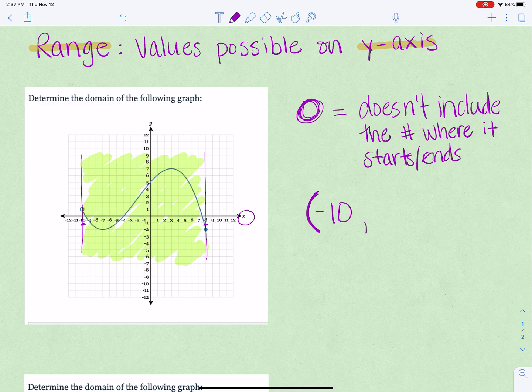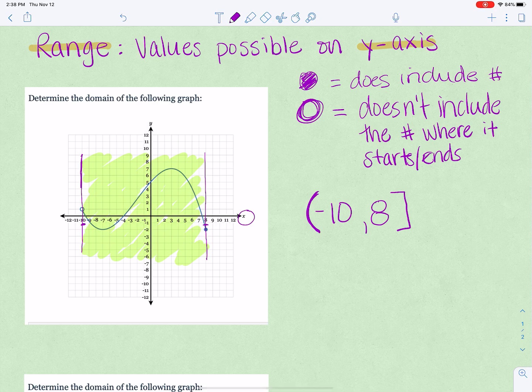Okay, then we look at where it ends. Well, it ends at 8 and we have a closed circle. That closed circle means that it does include the number. And when it does include the number, we use a bracket. So 8 is going to be included. This is actually our solution to the domain of this graph. The smallest number can be anything greater than negative 10, and our x value, or our domain, can be anything less than 8. So here is all you would have to type in.